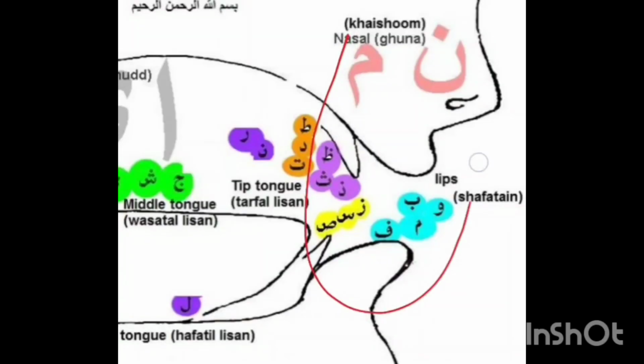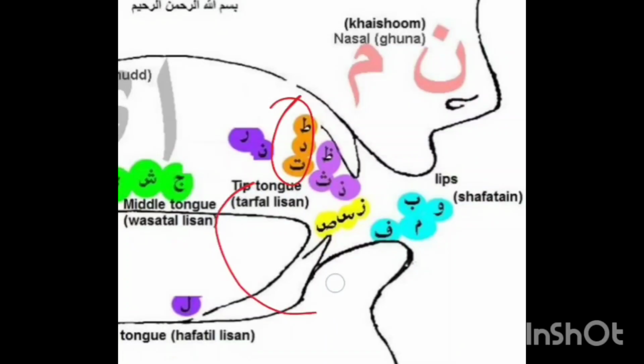So in the last videos we did these letters. In today's video we're gonna do these 3 letters, which are ta and dal and ta. And these 3 letters have the same makhraj or articulation spot as the previous 2 videos, which is the tip of your tongue, but the placement of the tongue is different.